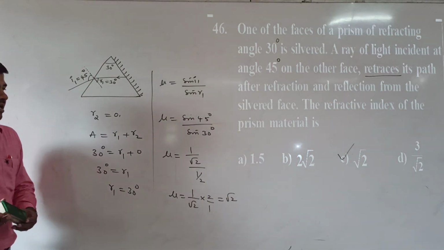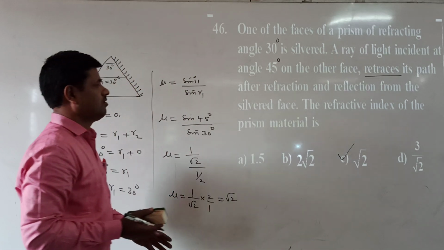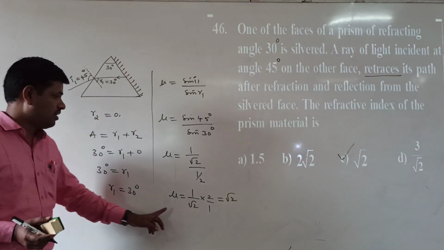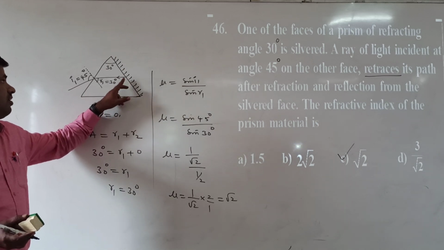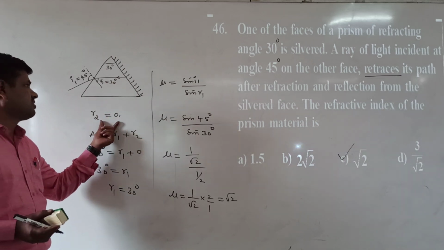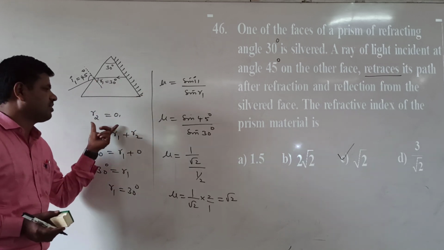This type of model is very important for competitive examinations. This mu value is equal to root 2. When the surface is silvered, the angle R2 is 0, because the ray falls on the surface and retraces its path along the same way. That's the reason the angle becomes 0.